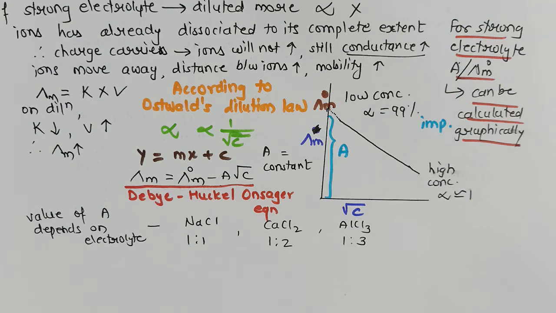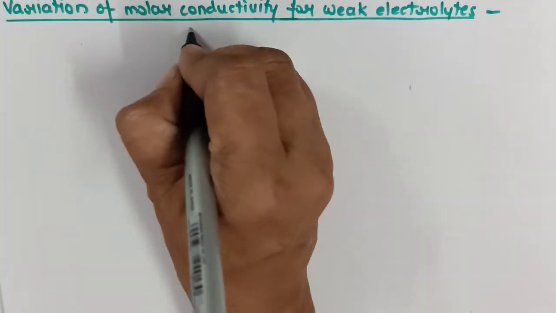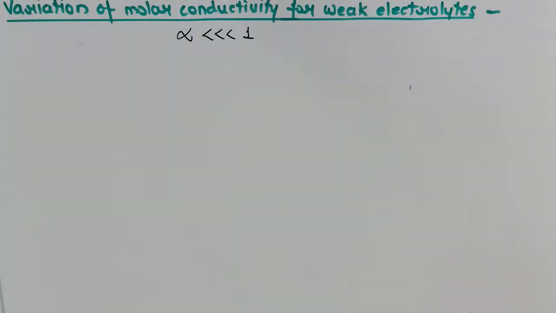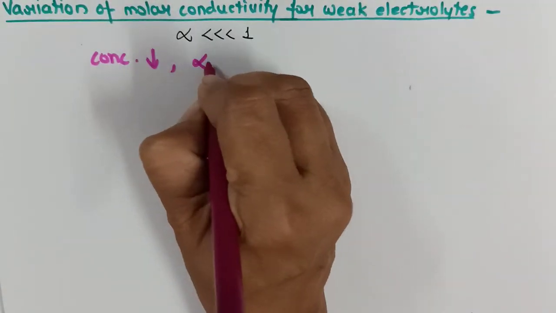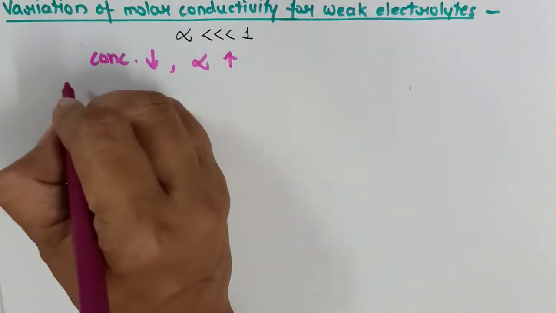So let us see how the weak electrolyte shows variation on infinite dilution. We know that weak electrolytes do not dissociate completely. They dissociate very slowly. For them, alpha or the degree of dissociation is very much less than 1. Since they dissociate very slowly, their impact on the molar conductivity will also change. Let us see that. Again here I will say, as the concentration decreases, alpha increases. This is also in accordance with Ostwald's dilution law.